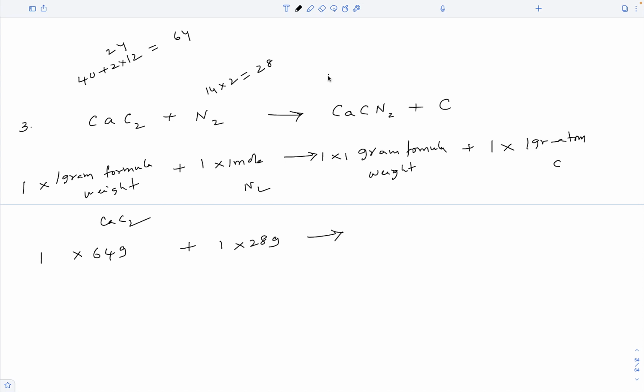Formula weight of calcium cyanamide is 40 plus 12 plus 2 times 14, that is 28 plus 12 plus 40. Is it 40 plus 40, 80? So 1 gram formula weight of calcium cyanamide would be 80 grams of calcium cyanamide multiplied with its stoichiometric coefficient, plus 1 gram atom of carbon is 12 grams of carbon multiplied with its stoichiometric coefficient. So we again figured out the relative weights of various substances involved in this reaction.